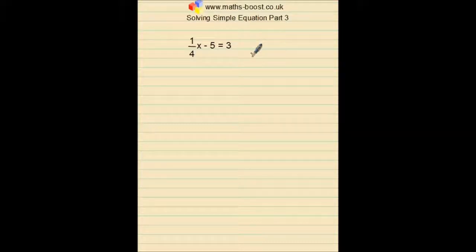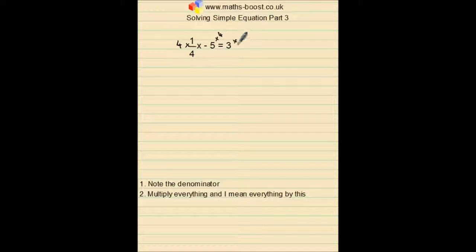It's the same here. This is an equation with a fraction. I note the denominator and I multiply everything, and I mean everything, by this. So I'll multiply this by 4, this by 4, and this by 4. Everything has to be multiplied by 4. Again, the whole point of multiplying this fraction by its denominator is it guarantees it will cancel. And here we have an equation that we can easily solve.